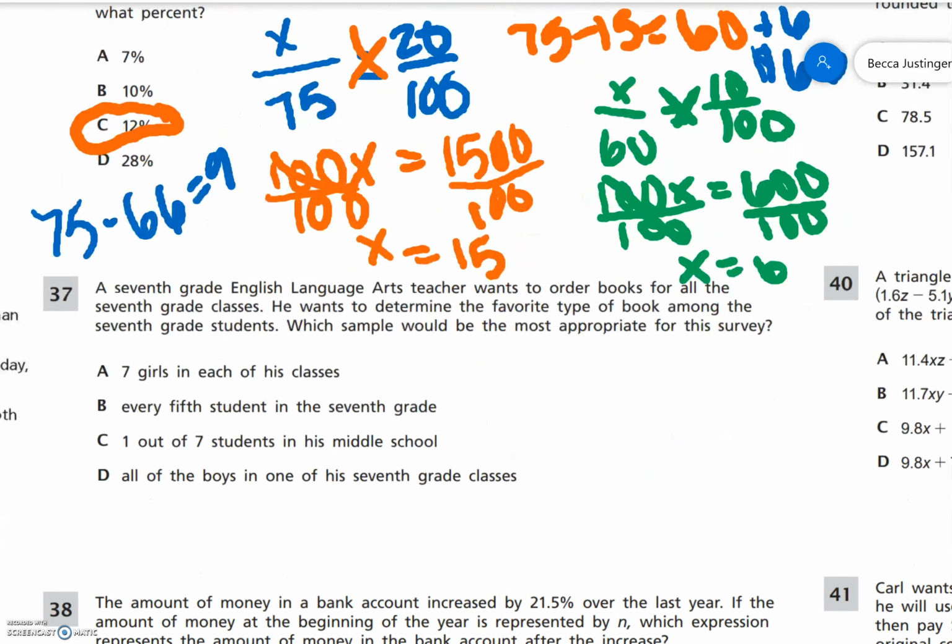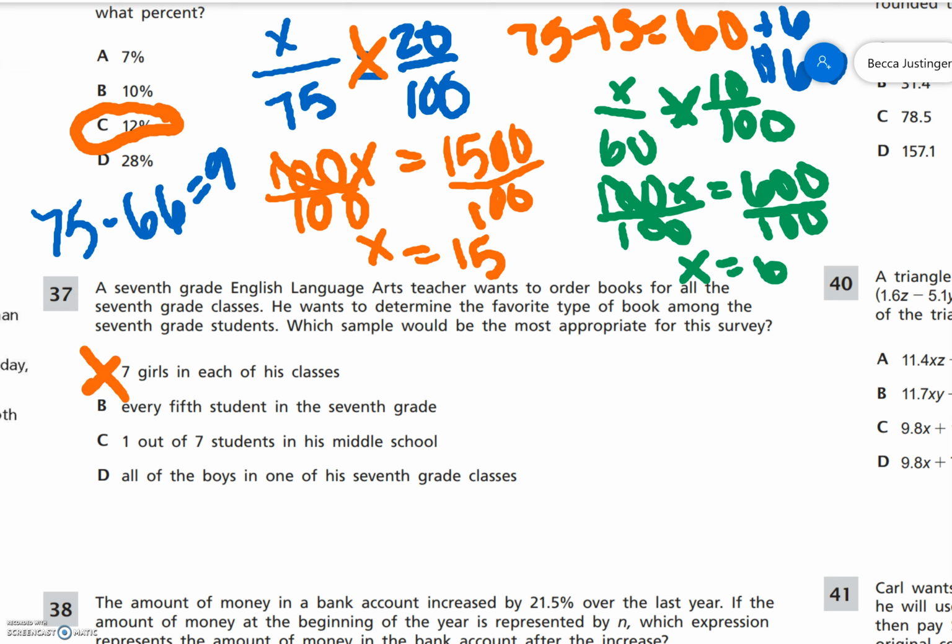Number 37. A 7th grade English language arts teacher wants to order books for all the 7th grade classes. He wants to determine the favorite type of book among the 7th grade students. Which sample would be the most appropriate for this survey? 7 girls in each class. Is that going to be representative? No, because it's only girls.